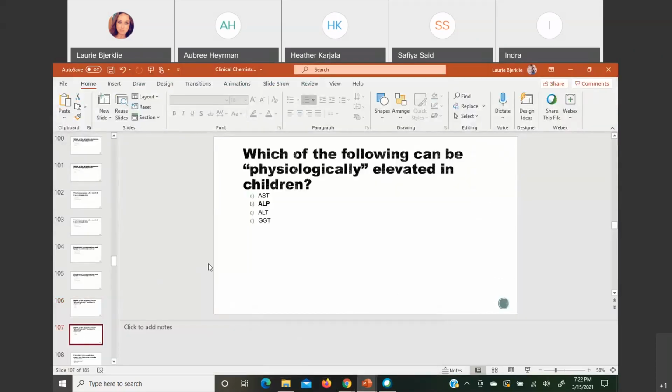Okay, so yep, it is ALP. So we know that ALP, like I'd already said, was part of our liver enzymes. It's in a liver panel, but it's also very much found with bone stuff. And so as children are growing and their bones are growing, ALP is naturally higher in them because of that growing process.